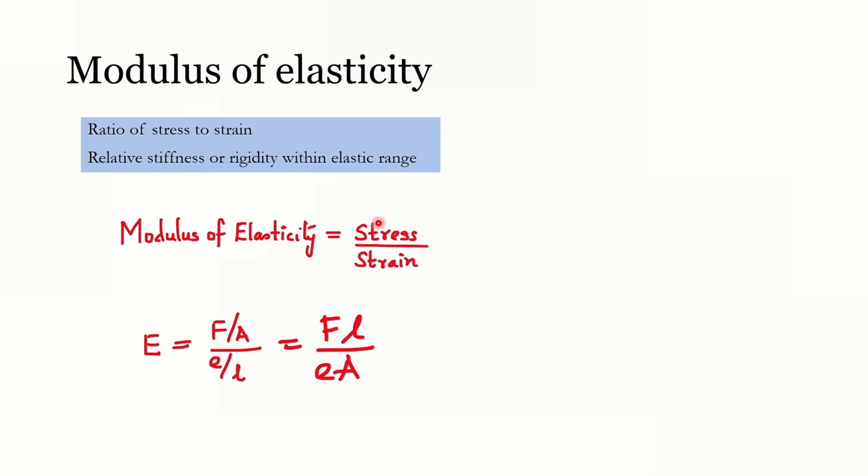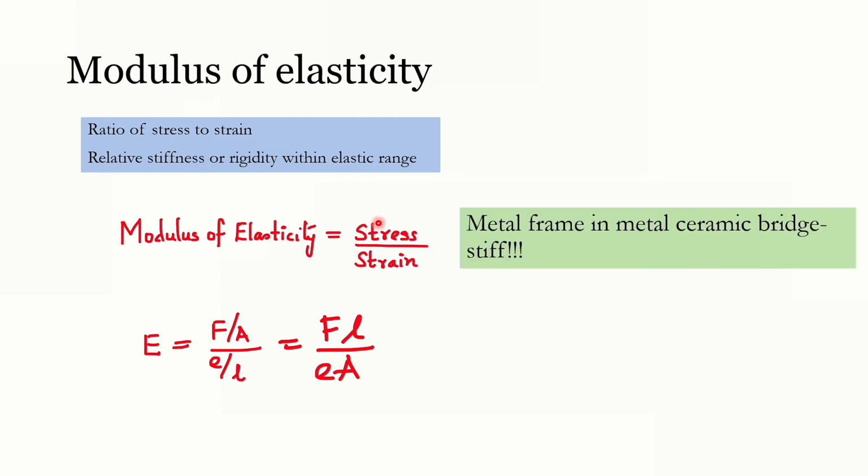The significance of modulus of elasticity comes in the case of the metal frame in a metal ceramic bridge. If the metal ceramic bridge or the metal frame is not stiff, it can easily undergo fracture, thereby resulting in the failure of your FPD material.